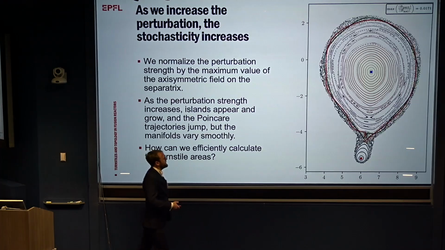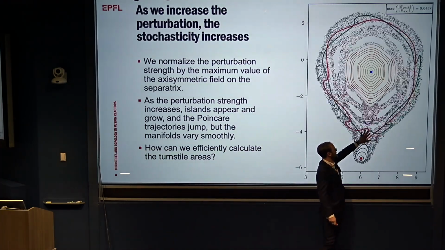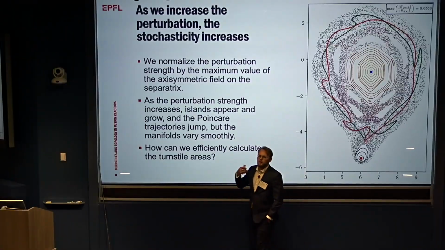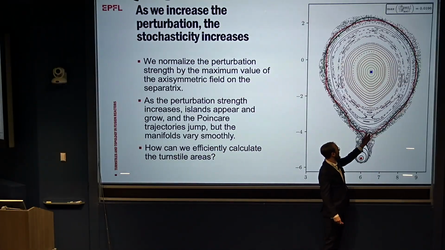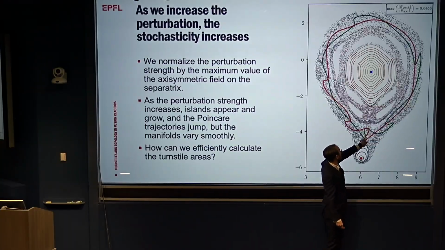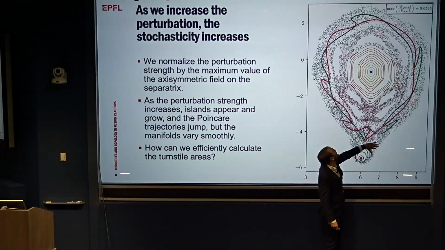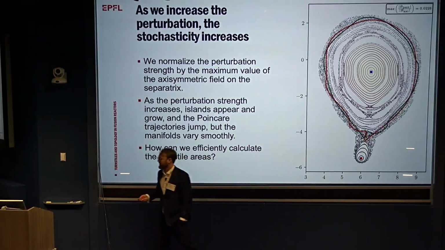So what we want is an efficient algorithm to calculate the turnstile flux, the area in one of these lobes, because that quantifies how many field lines are interchanged between the plasma region and the outside as we go around the tokamak poloidally.